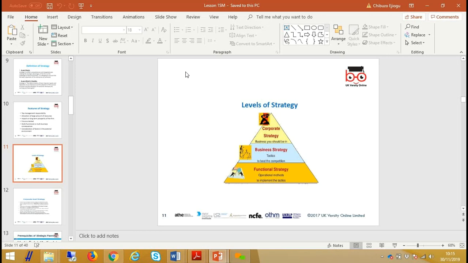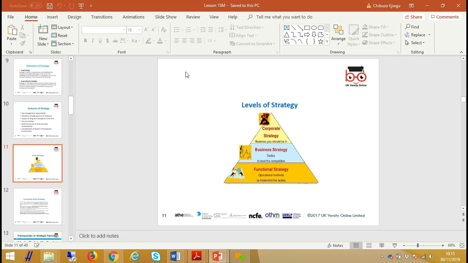Then at the functional level, the lower-down level, each aspect of the organization needs to say, how can we support this strategy? For instance, we talked about how HRM will support the organizational strategy through strategic HRM. That's functional strategy. How will the marketing department support the organizational strategy through its marketing strategy? That's what happens at the functional level.